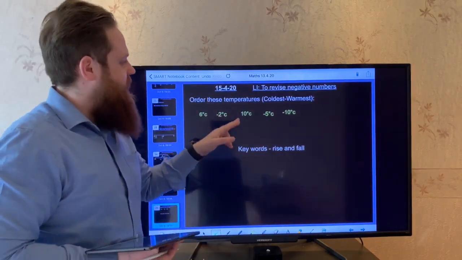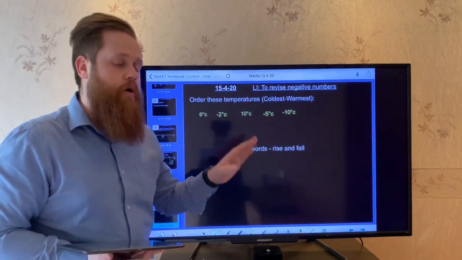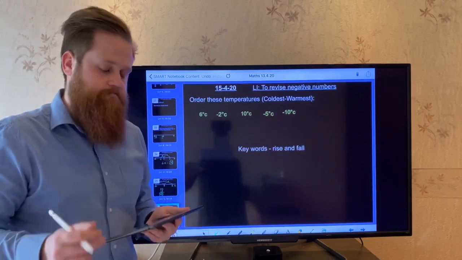So I want to put these into order. Pause the video and have a go at putting these into order from coldest to warmest. On you go, Year 6, please.